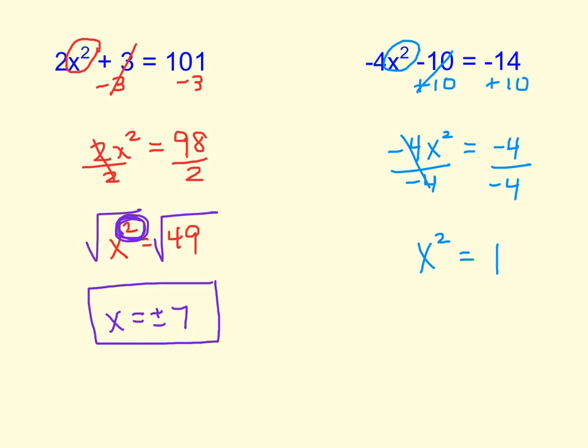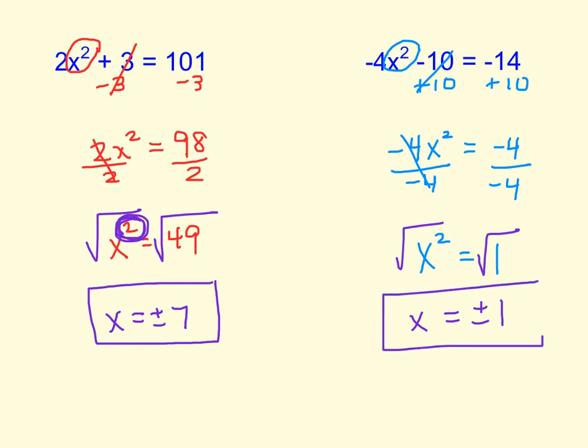And then we go ahead and square root both sides. Square rooting cancels out the squared on your x, leaving you with just the x. And the square root of 1 is 1, but we have two answers, so a positive 1 and a negative 1.